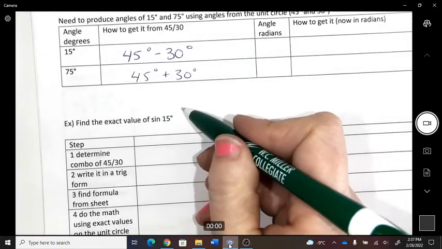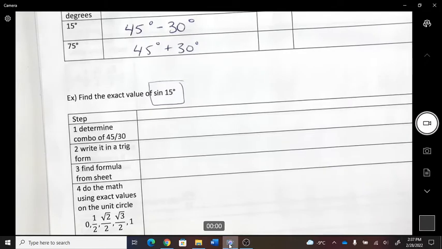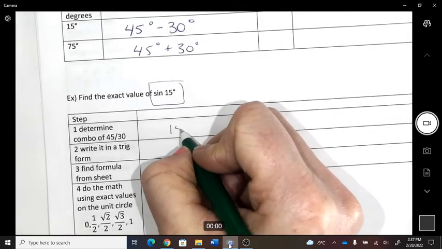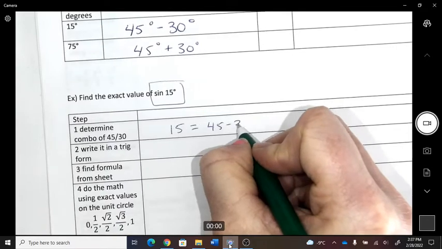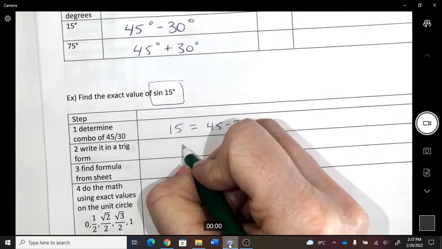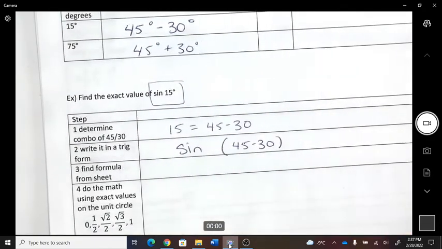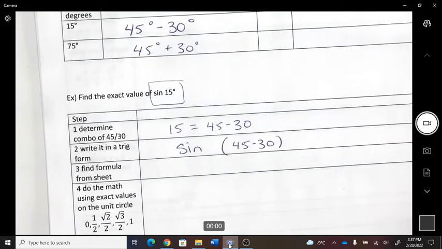Okay, here's the first question. Give me the sine of 15. First step, how are you going to figure out a combination to get 15? We're going to talk about 45 minus 30. So this is what I'm going to be doing. I'm going to find the sine of 45 subtract 30. I still have the sine of 15, right? I just wrote it differently.